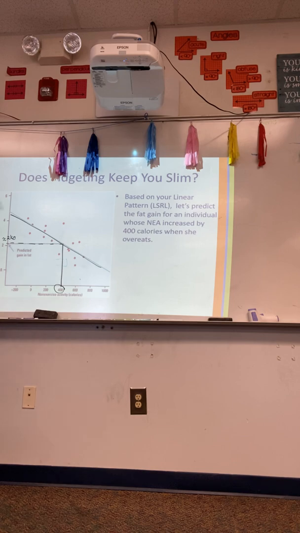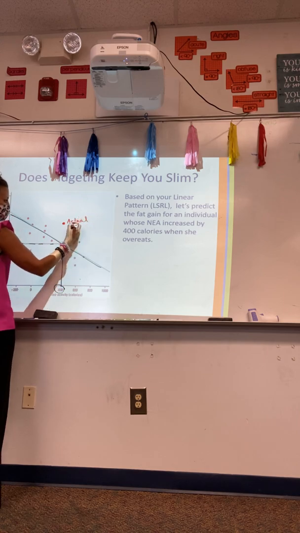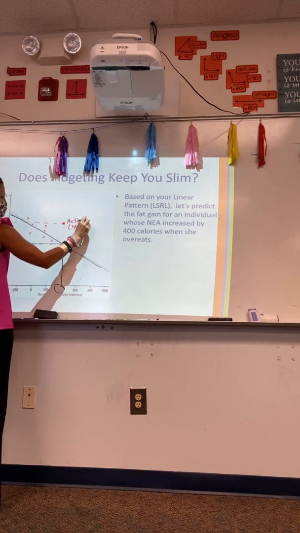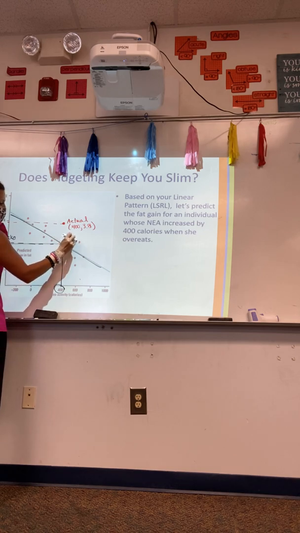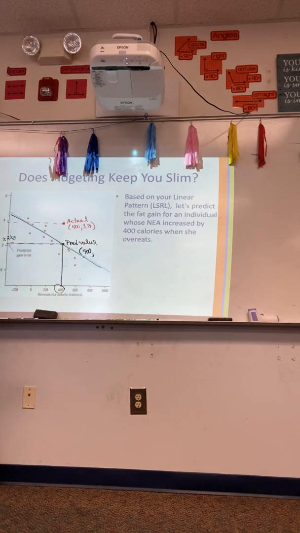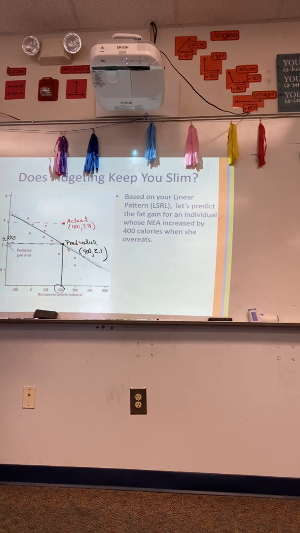Can I find a residual for this value? Is there an actual point at 400? Do y'all see an actual point at 400? I do. Right here. So this is an actual value. And that actual value looks like 400 comma, what do y'all think? 3.8? Sounds good. And then my predicted value, because my predicted value comes from the prediction line, looks like 400 comma, I don't know, what do y'all want to say? 2.1? Sure. Okay. Looks about like 2.1.